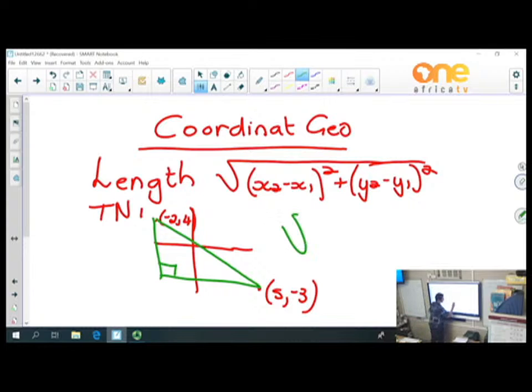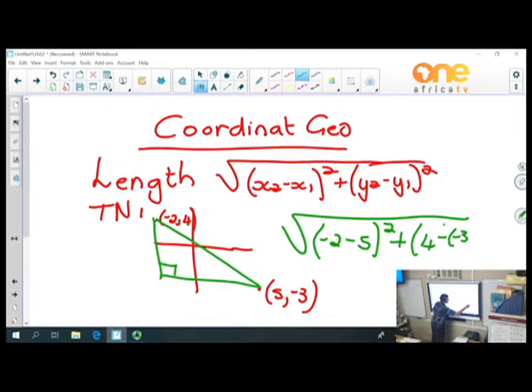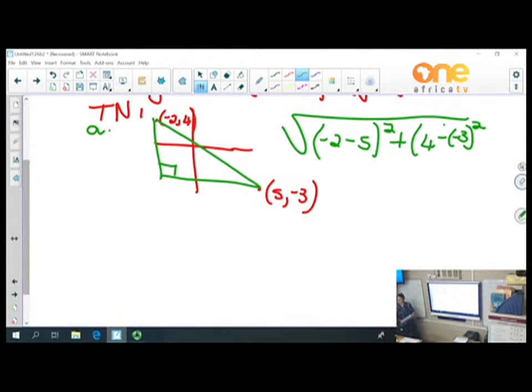So to do the calculation, you're going to say negative 2 minus 5 squared plus 4. Now be careful with the signs here. Minus 3 squared, and then you can calculate it. Okay, what is the answer? You need to use your calculator now to get those values. So 9.89, and that is then the length of that one. So we just use the formula and subtract. This is what I used. So this is x1, y1, and this is x2, y2. And I just used my formula there.